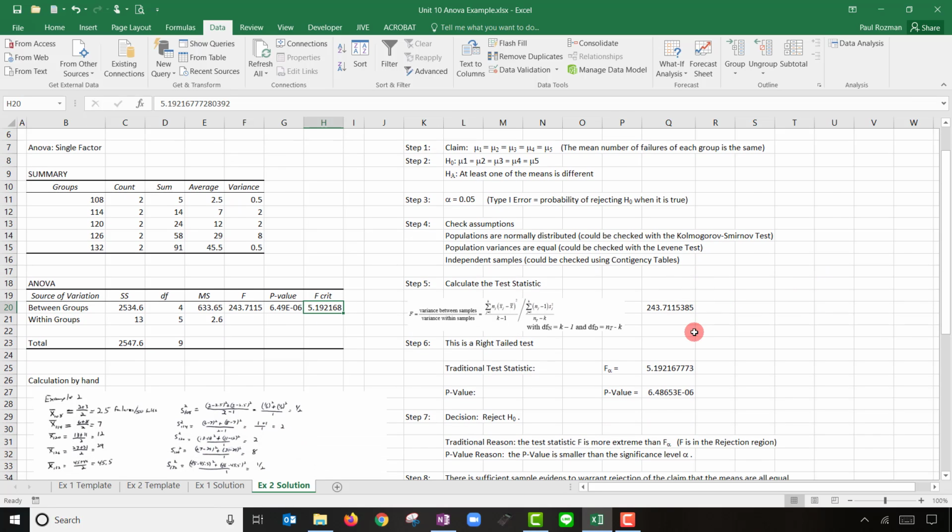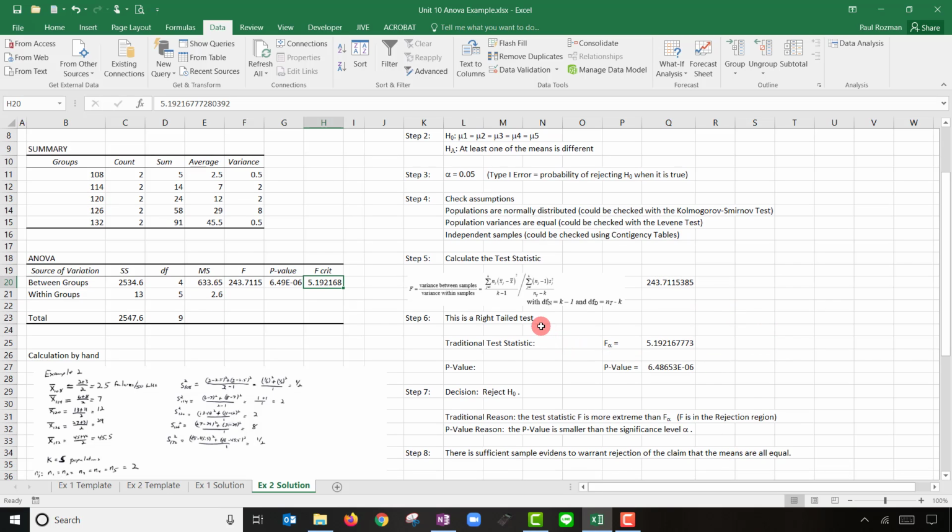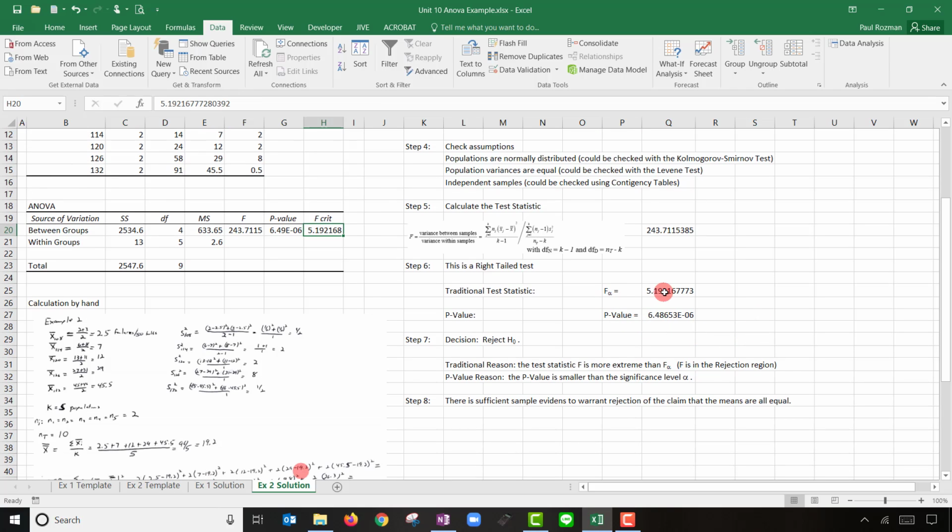So running through the test again, the null is that the means are all the same. The alternative is that at least one is different. You check your assumptions. You calculate your test statistic F. It's always right-tailed for this analysis of variance test. Calculate your critical value or your p-value. Make your decision. In this case, it was reject the null hypothesis. And then we make our conclusion. In this case, we're rejecting the claim that they are all equal. There is sufficient evidence to reject the claim that the means are all equal.